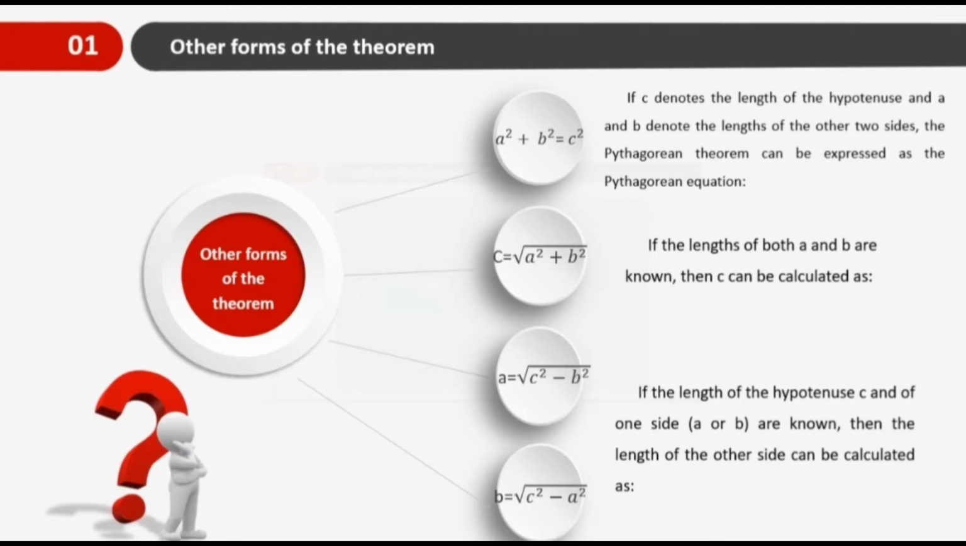There are also other forms of the Pythagorean theorem. If the length of the hypotenuse C and of one side, A or B, are known, then the length of the other side can be calculated as A equals the square root of C squared minus B squared. There is also a form which can be expressed as B equals the square root of C squared minus A squared.